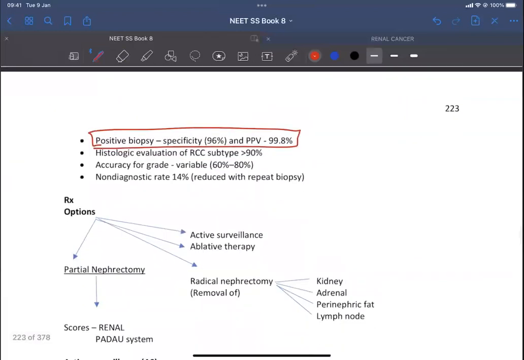So if the biopsy is positive, yes, but as I said, about 14% are non-diagnostic.